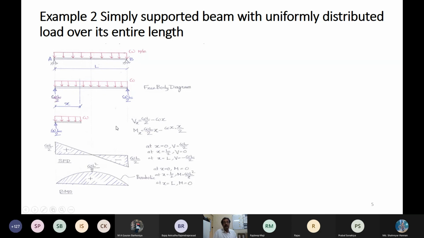But why do you bother? You go according to your convention. The result will tell you whether you are correct or not. It will correct you. Okay.